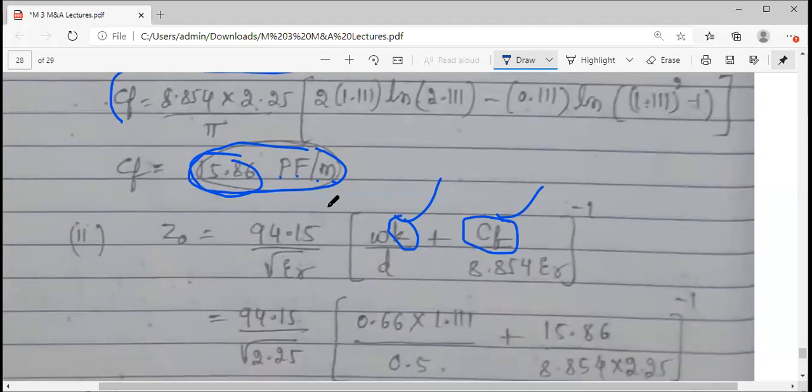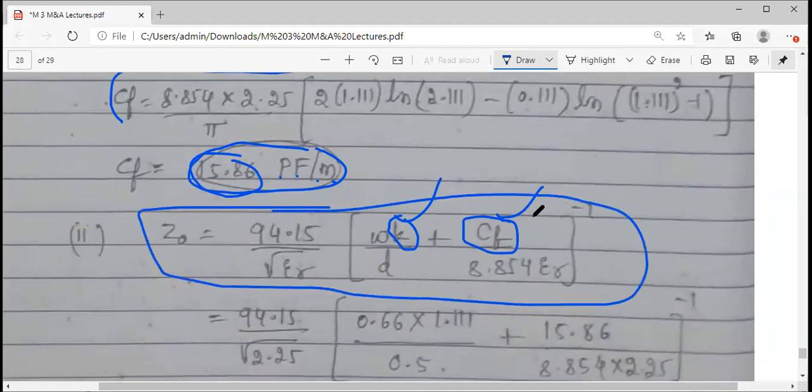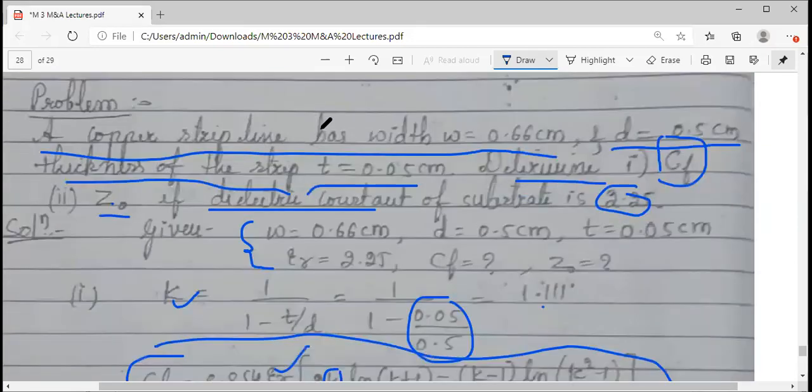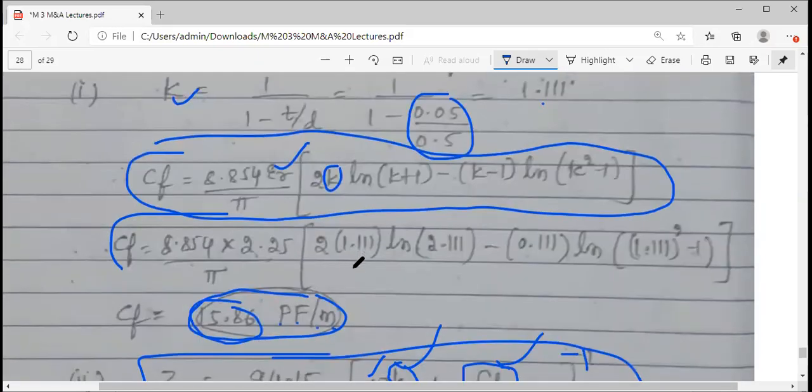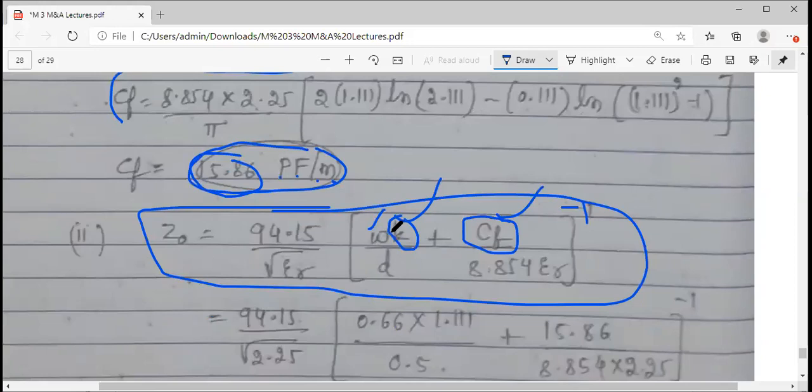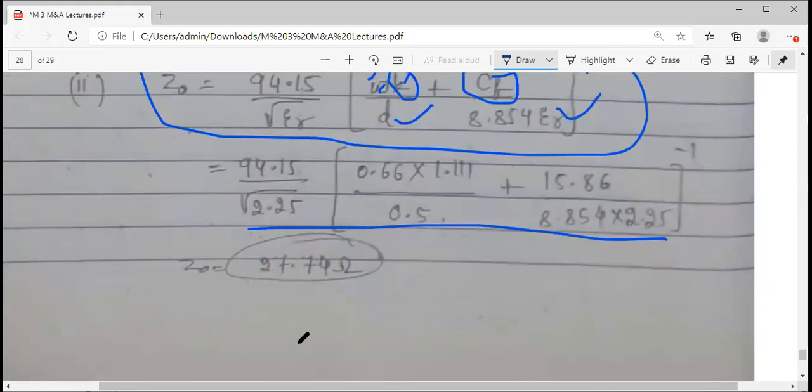Coming to the Z naught calculation, use this formula, and remember this is inverse. So put the values. Width is given to you, D is given to you. Substitute the values: width, K we have found, CF we have found, epsilon r is given to you, and D is given to you. Substitute all the values, go in steps, and you will get 25.74, which is very less compared to the range of 50 to 150. Fine. Hope you understood this.